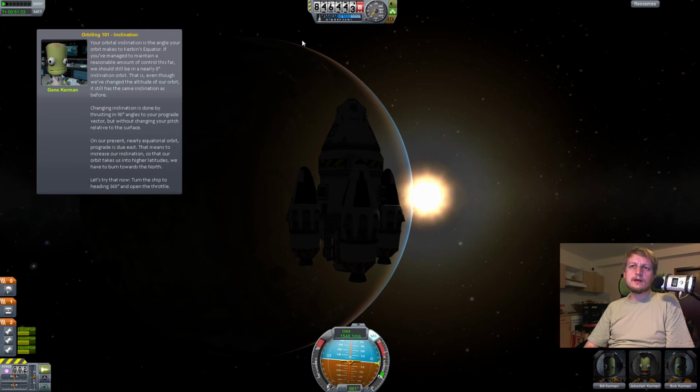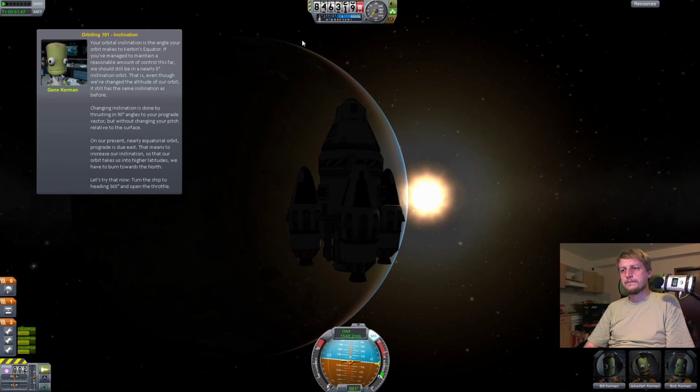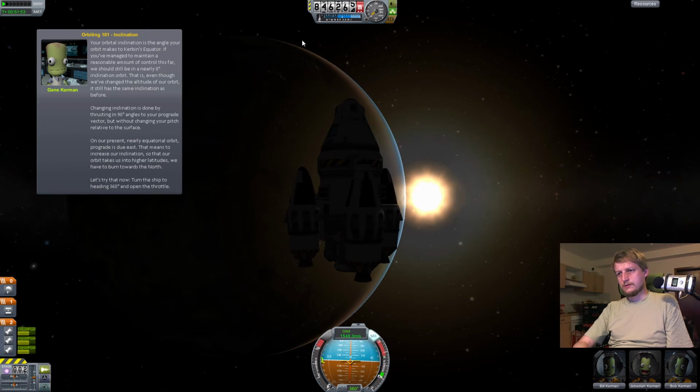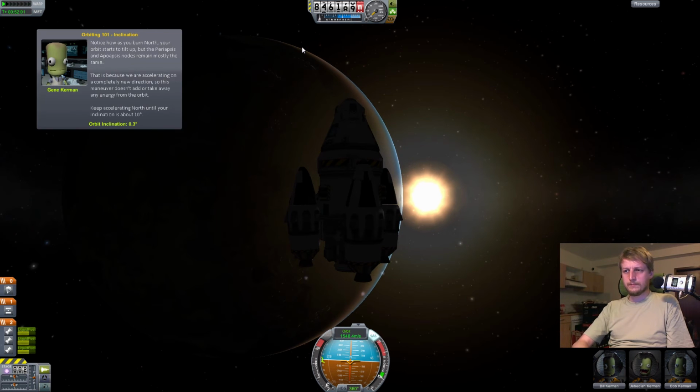On our present nearly equatorial orbit, prograde is due east. That means no increase in inclination, so that our orbit takes us to higher latitudes. We have to burn towards north. Alright, I'll burn towards north. Let's burn toward north. Turn the ship to heading 360 and open the throttle.